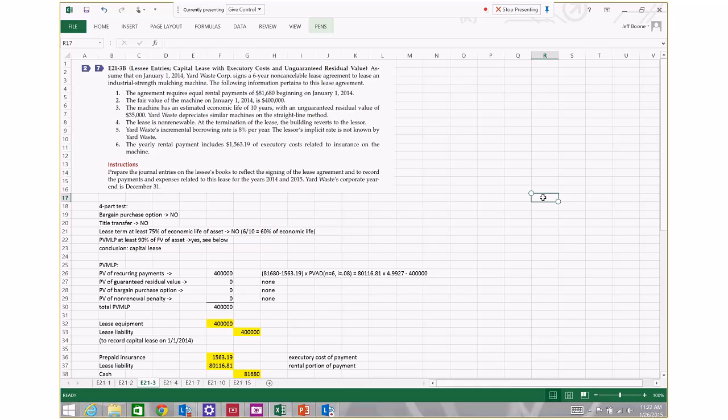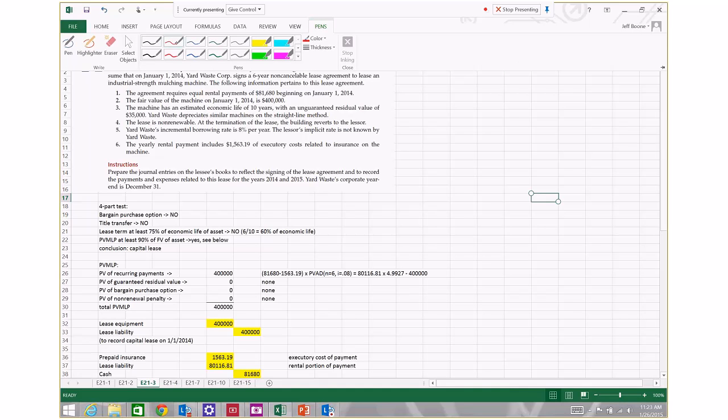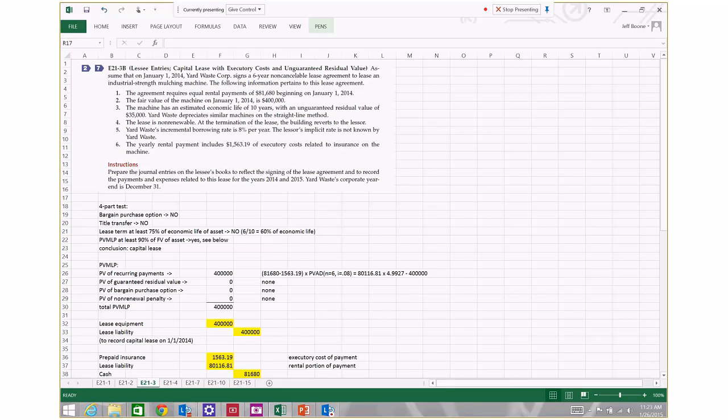All right, so here we are in exercise 21-3B. Again, we're accounting for lease from the point of view of the lessee. In this particular case, the different twist that you see in the problem that you haven't seen so far is the issue of executory cost. Executory costs are simply costs that are incurred in connection with the leased asset over the lease term.